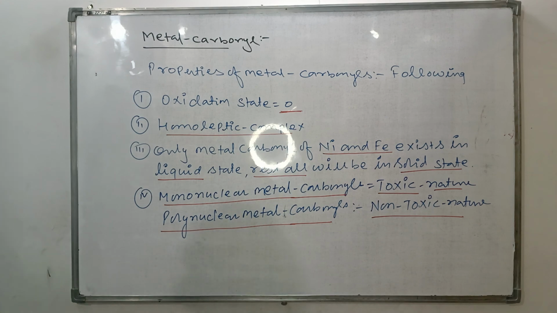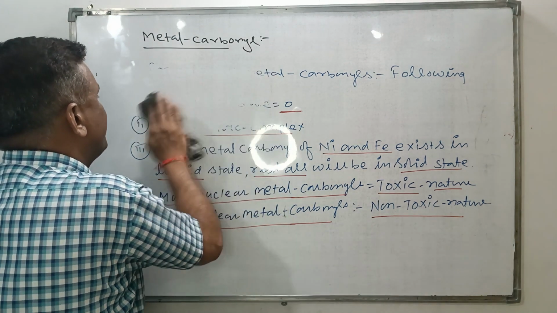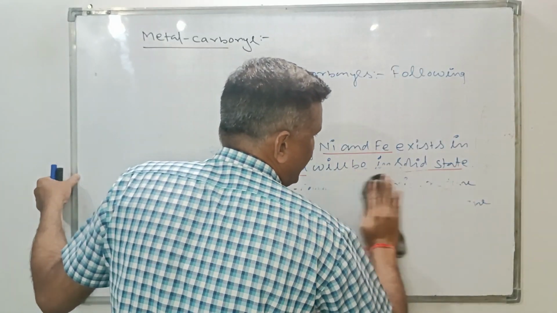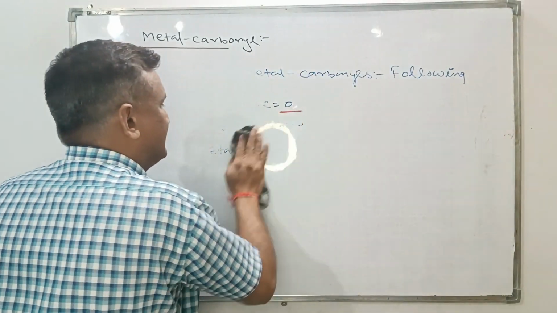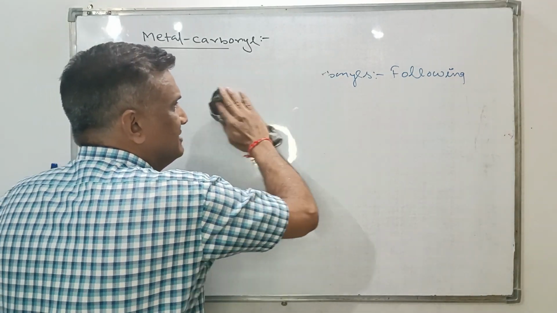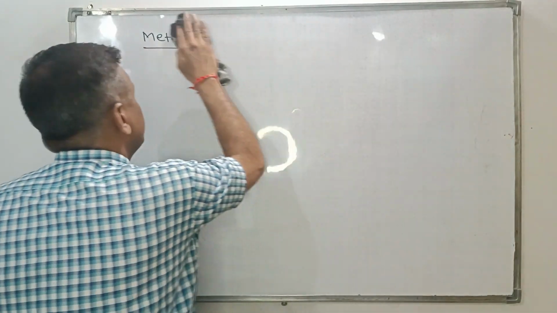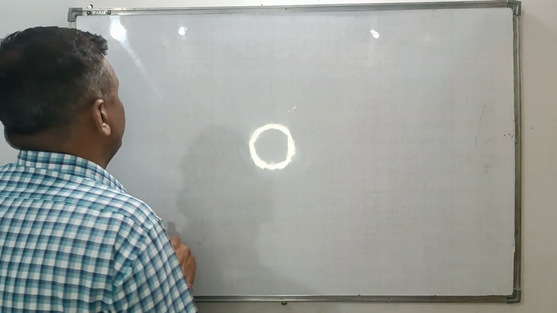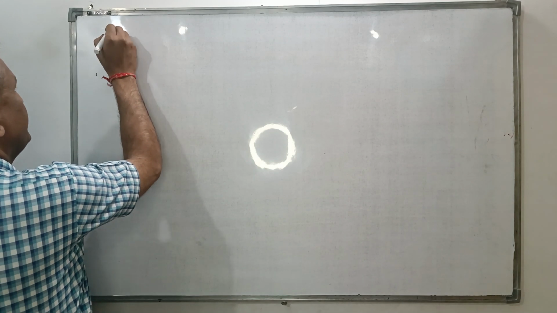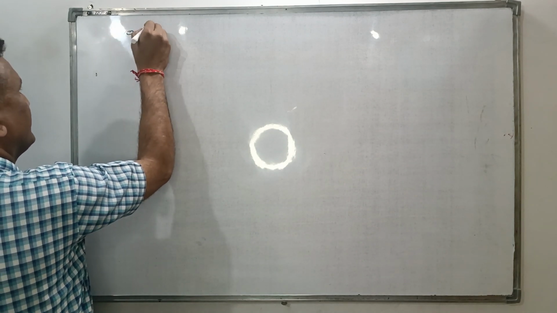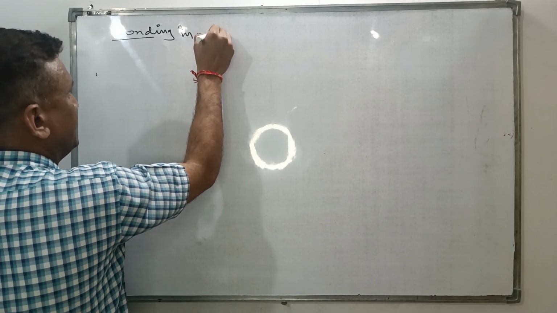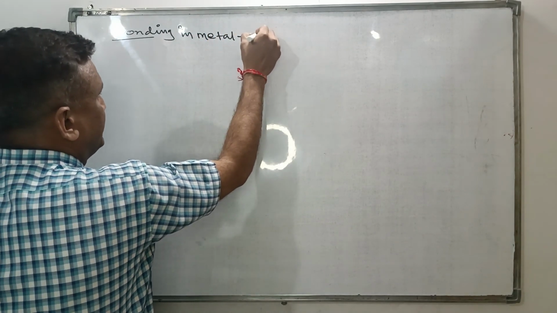Now the time to discuss about the bonding in metal carbonyl. Bonding in metal carbonyl के regarding particular discuss करें, then it will be too easier, but it is very important. So this is the bonding in metal carbonyls.